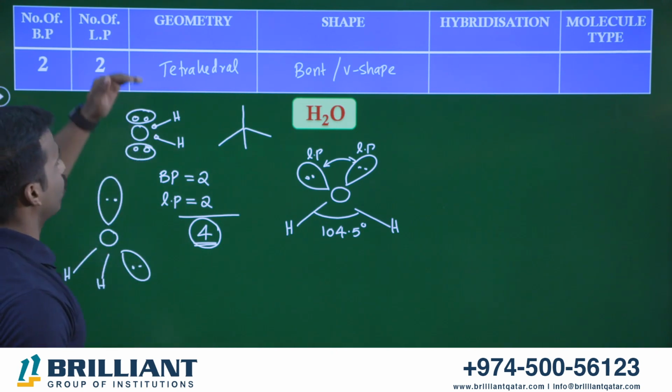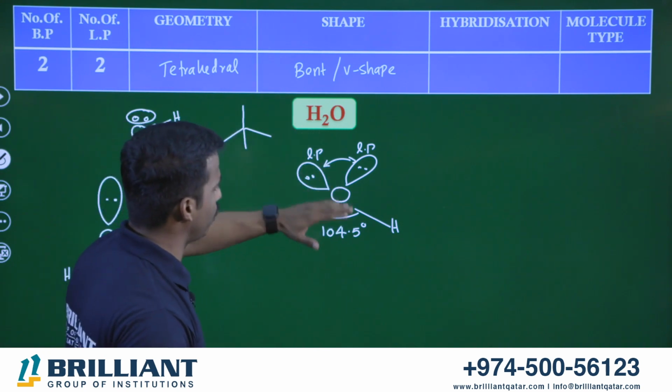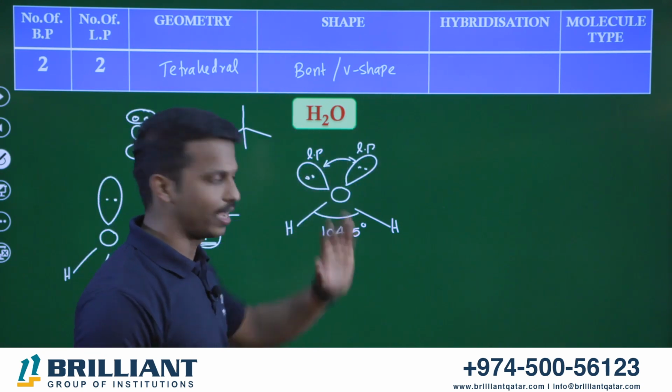Alright. So we calculated the geometry, tetrahedral, and the shape, which is bent or V shape. Let's calculate the hybridization. Okay.